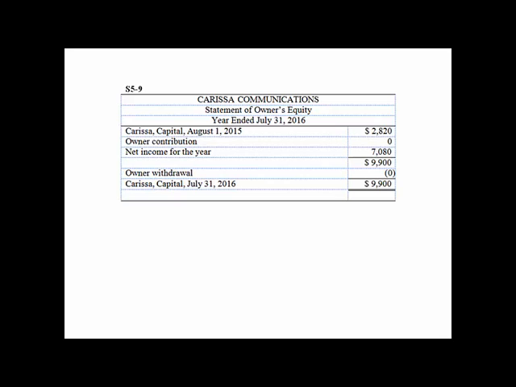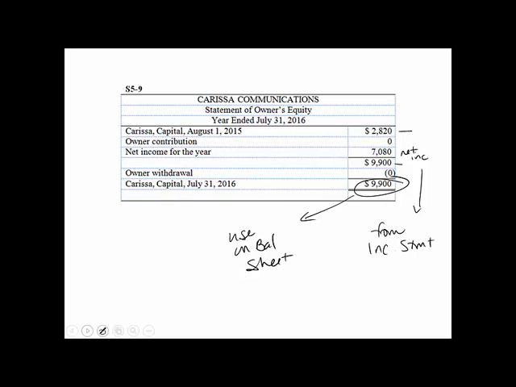Then there's absolutely no difference here on the statement of owner's equity from what we have done before. This is my beginning capital, plus this is the net income from the income statement. That gives me this subtotal. There's no withdrawals, and so that's my ending capital balance. Now that I have the new capital balance, this is what I will use on the balance sheet. Hopefully this is nothing new because we've done a bunch of these.